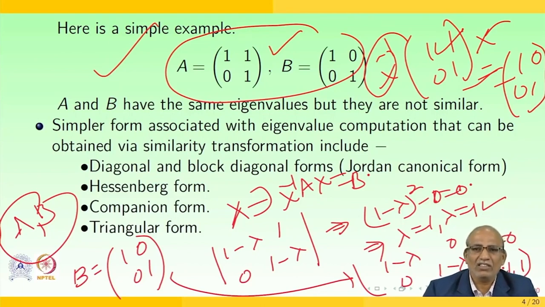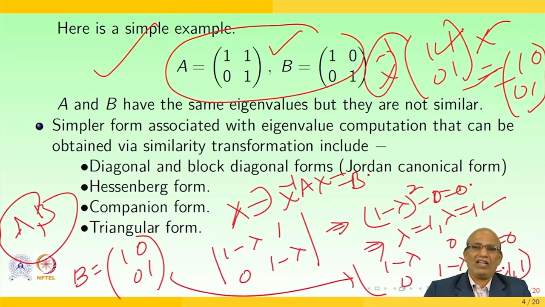Yes, now let us go further in this direction. Simpler forms associated with eigenvalue computation can be obtained via similarity transformation. So far, we defined similar matrices and the similarity transformation. We also showed that two similar matrices have the same eigenvalues, and that the converse is not necessarily true, and we gave a counterexample.